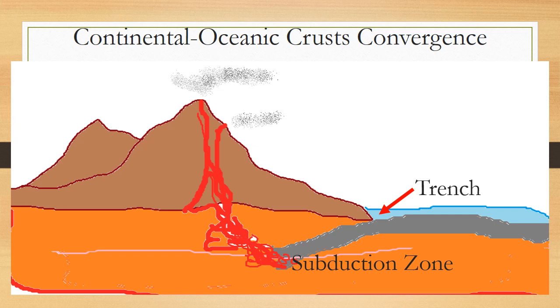When oceanic crust subducts, it reaches the mantle. And once it reaches the mantle, the edge of the oceanic crust starts to melt and find its way to the surface and forms a volcano on top of the continental crust.